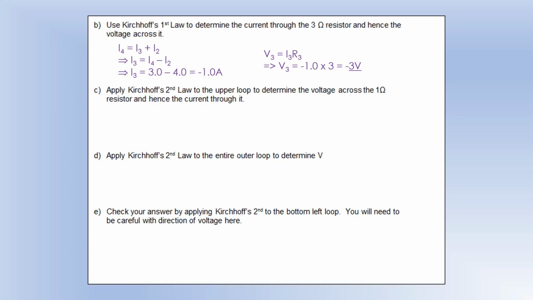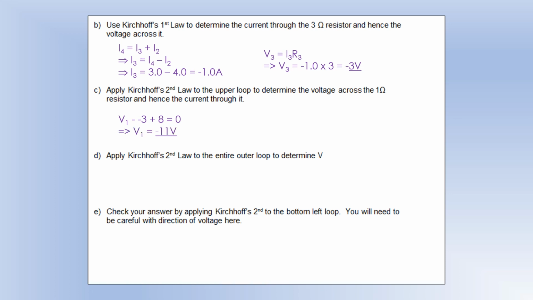Okay, so this next question is when the direction of the currents becomes important. Using Kirchhoff's second law on the upper loop, the loop with no EMF sources in it, determine the voltage across the 1 ohm resistor and hence the current through it. So the sum of the EMFs in that loop is 0 because there aren't any EMFs in that loop. The current going through the 3 ohm resistor is going in the opposite direction to the loop direction. So that's why there's a minus sign in front of it. But the potential difference is also negative, which is why it's minus minus.